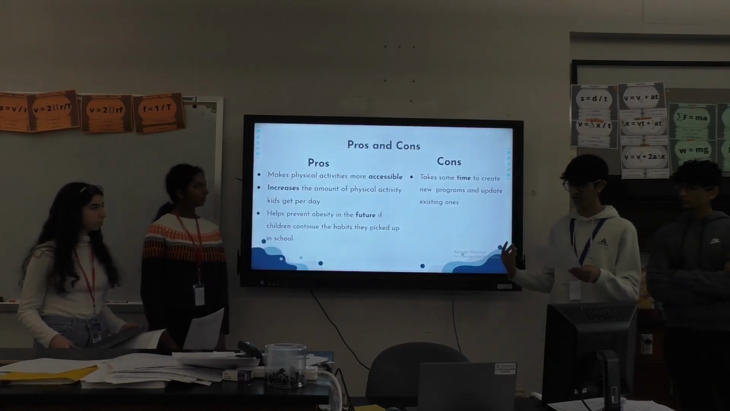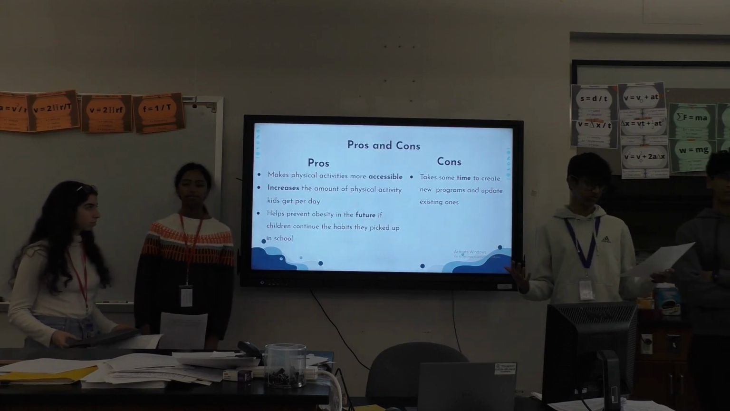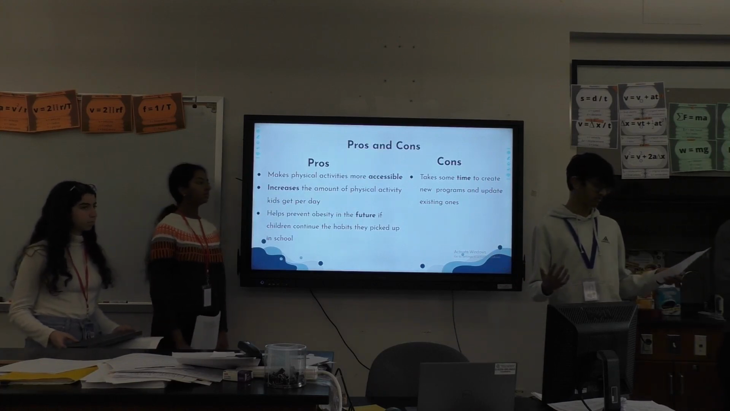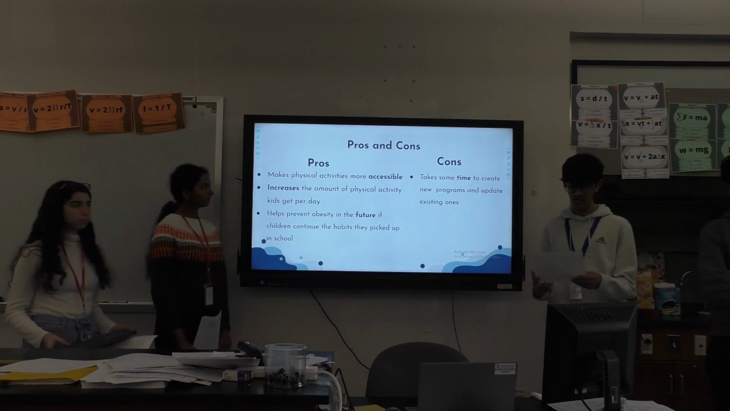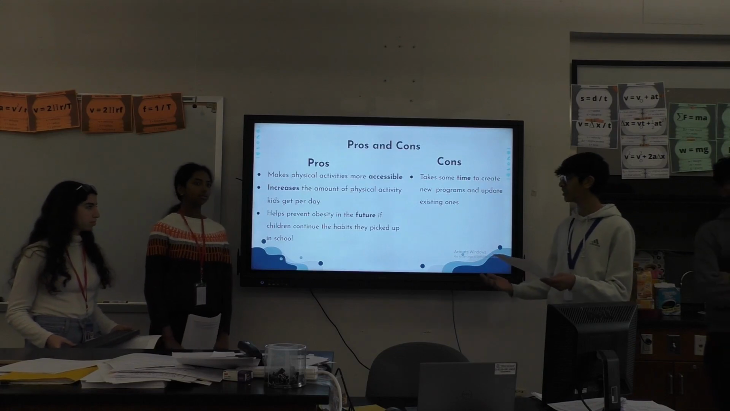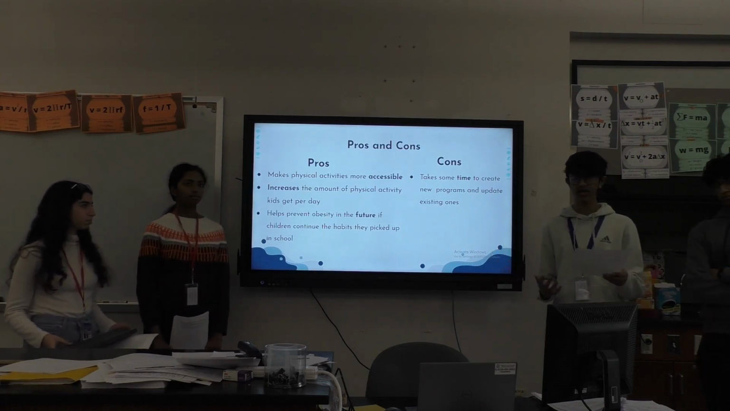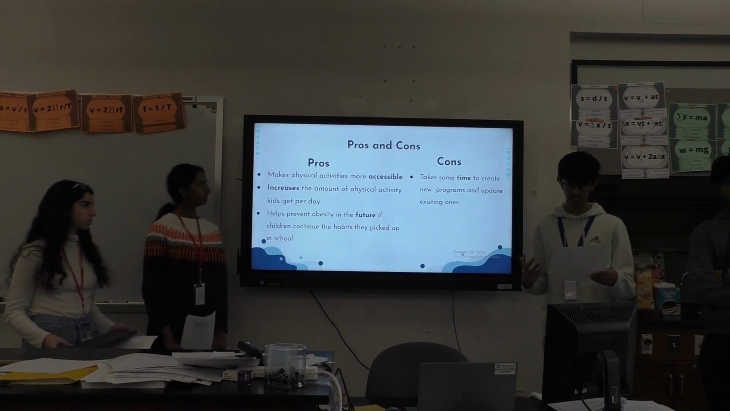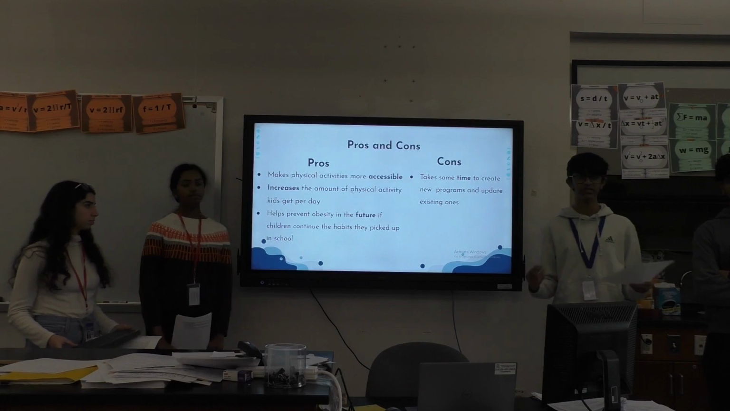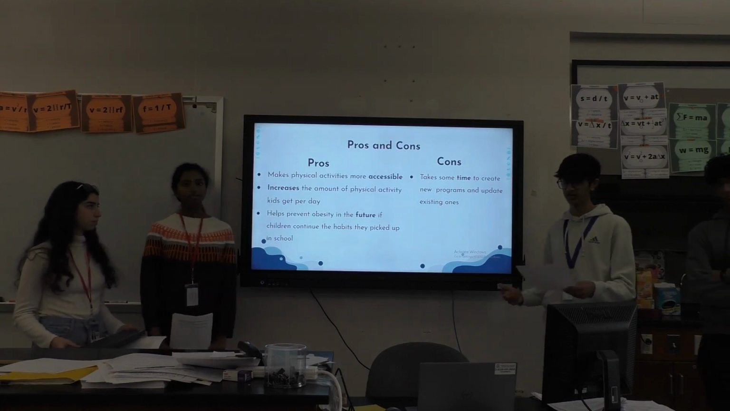And here's some pros and cons. So pro would be that it makes physical activities more accessible by providing people with a generalized public station to go to for physical activity. And another pro is that it increases the amount of physical activity a kid gets in a day, which is important because right now they're obviously not getting enough. And another important aspect of this, it may help kids in the future, as if they continue on this track, they may continue to be more physically active in the future.